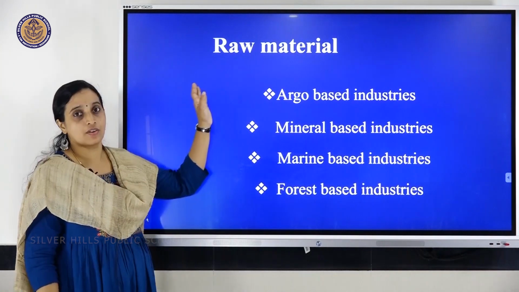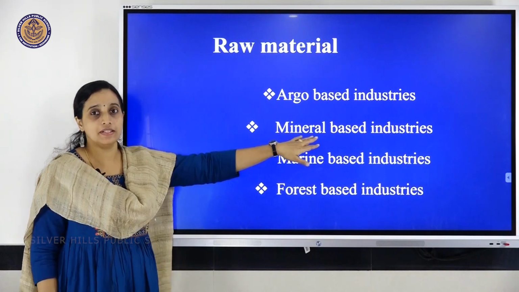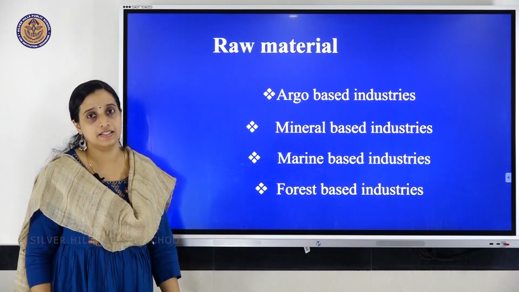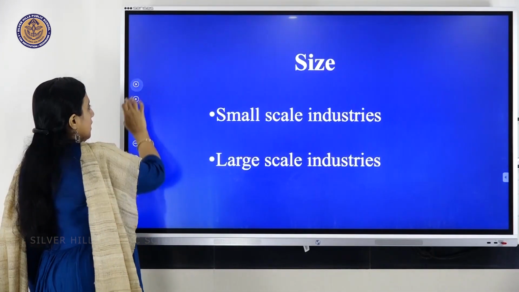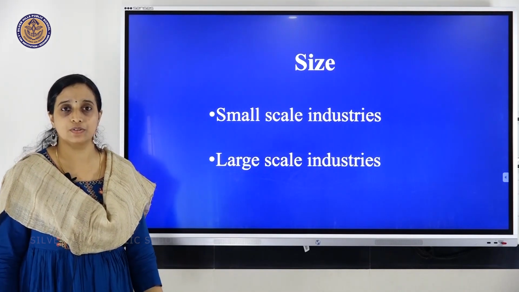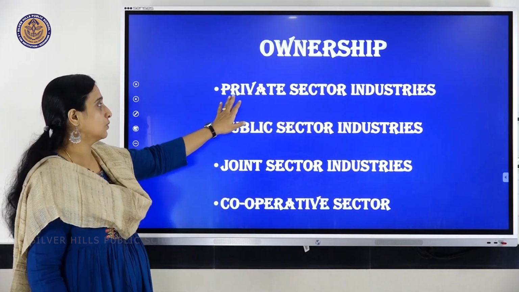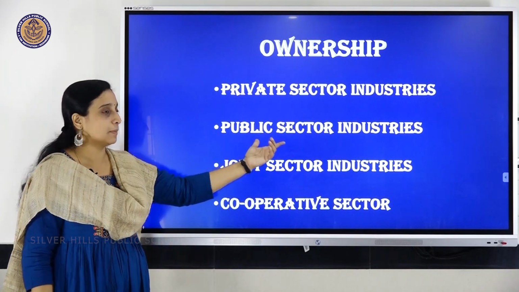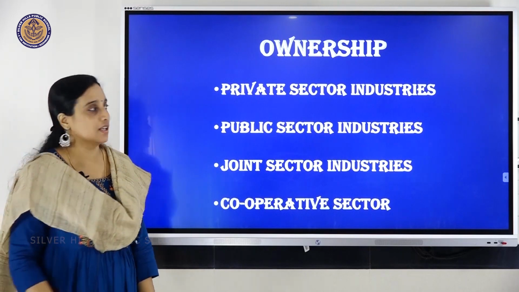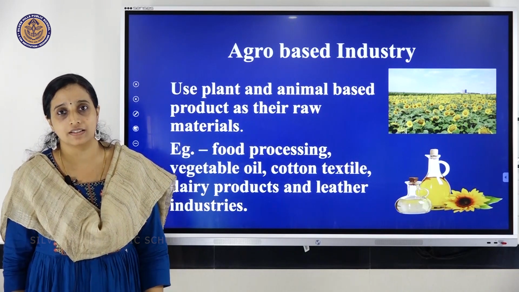On the basis of raw material, the industries are divided into agro-based industries, mineral-based industries, marine-based industries and forest-based industries. On the basis of size, the industries are classified into small-scale industries and large-scale industries. On the basis of ownership, we have private sector industries, public sector industries, joint sector industries and the cooperative sector. So, this is how the classification of industries is divided.